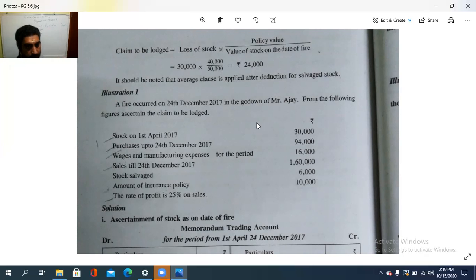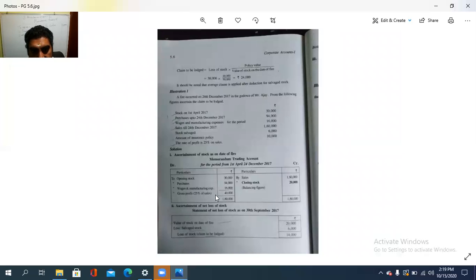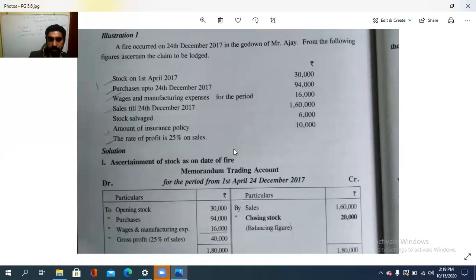Isn't it this much only? By sales 1,60,000, wages and manufacturing. Then the rate of profit is 25% on sales. So on 1,60,000, gross profit is equal to 25% on 1,60,000. So how much is it? 40,000. Then the balancing figure will be what?